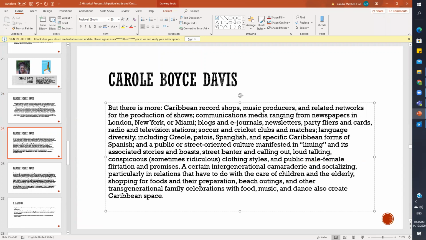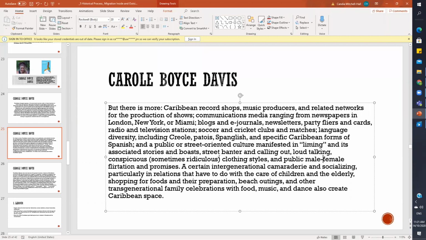But there is more. Caribbean record shops, music producers, and related networks for the production of shows. Communications media ranging from newspapers in London, New York, or Miami. Blogs and e-journals, newsletters, party flyers and cards, radio and television stations, soccer and cricket clubs and matches, language diversity, including Creole, Patois, Spanglish, and specific Caribbean forms of Spanish, and a public or street-oriented culture manifested in liming and its associated stories and boasts, street banter and calling out, loud talking, conspicuous, sometimes ridiculous, clothing styles, and public male-female flirtation and promises.